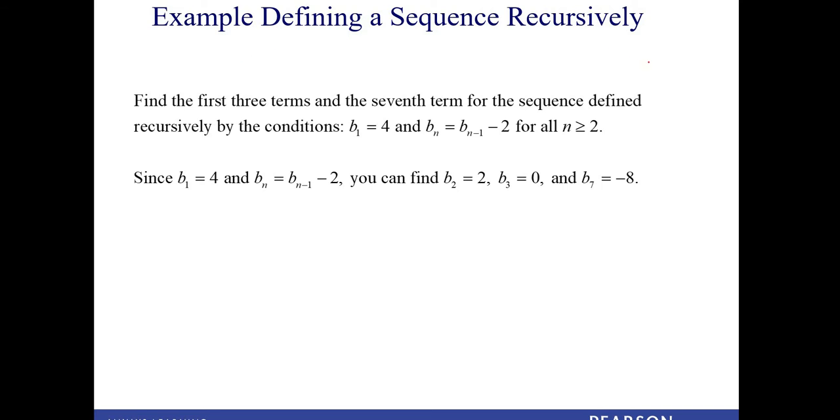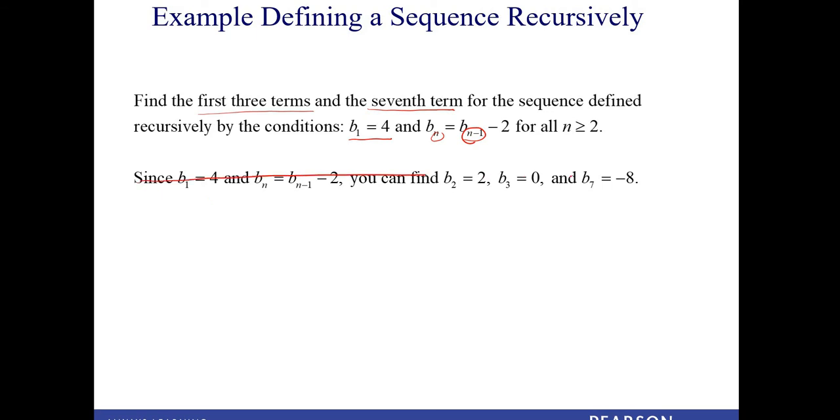Defining a sequence recursively. When we define recursively, we define each term based on the term that came before it. So find the first three terms and the 7th term for the sequence defined recursively by the following conditions. The first term is 4. Every term thereafter is the previous term minus 2 for n being greater than or equal to 2.